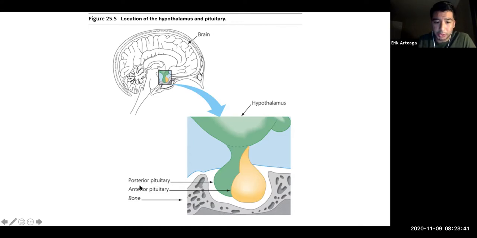Okay, again, the posterior pituitary is going to be secreting those two hormones that are produced in the hypothalamus, right? They're storing those hormones produced by the hypothalamus, the antidiuretic, as well as oxytocin. The anterior pituitary gland is going to be making a lot of different hormones. They're going to be regulating a lot of different body functions, okay?